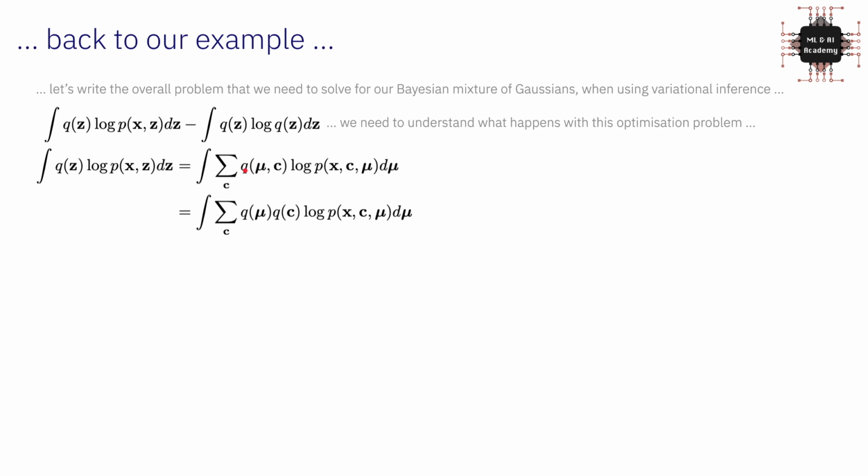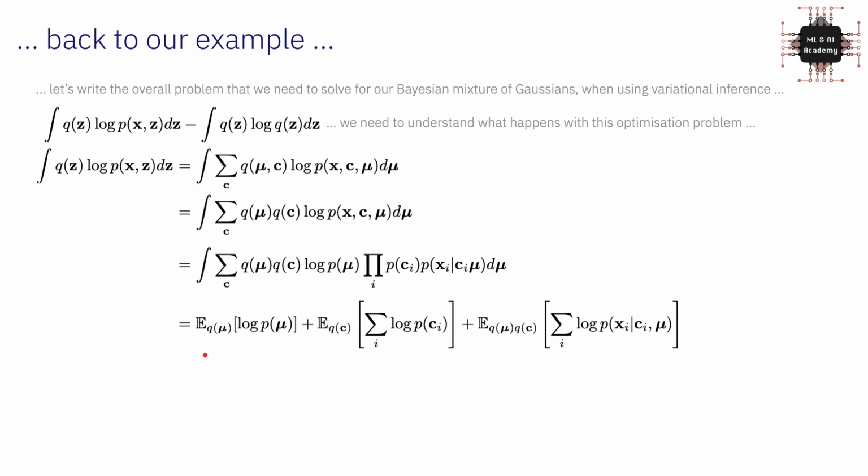Now, under my assumption, I said that I will split the q of mu and c into q of mu times q of c, and that will allow me to rewrite this into this form, q of mu times q of c. And now we derived before p of x and c and mu as this equation, if you recall: p of mu times the product of p of ci times p of xi given ci and mu. Sorry, there's a comma here that's missing. So what is this doing? Remember when we used the chain rule to factor our joint distribution? I just took the resultant and plugged it in here. So that has this form.